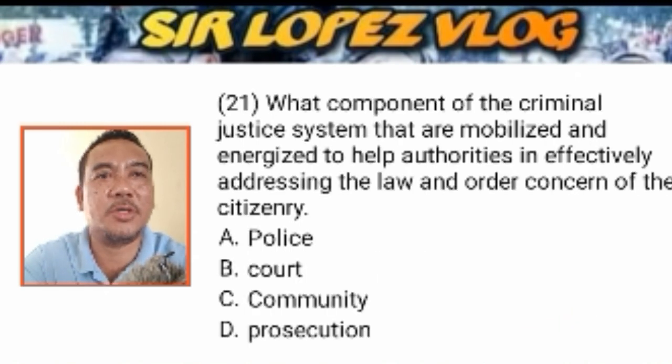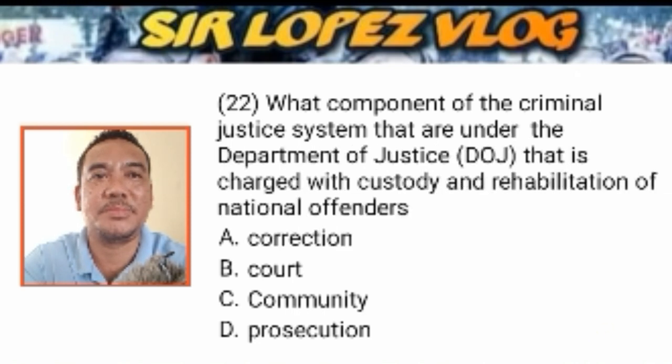What component of the criminal justice system that are mobilized and energized to help authorities in effectively addressing the law and order concern of the citizenry? A. Police. B. Court. C. Community. Or letter D. Prosecution. 22.